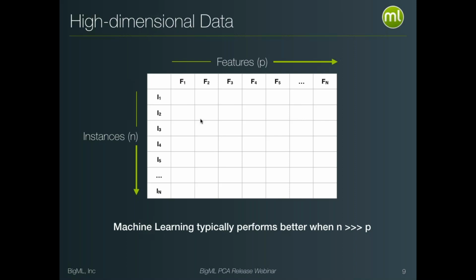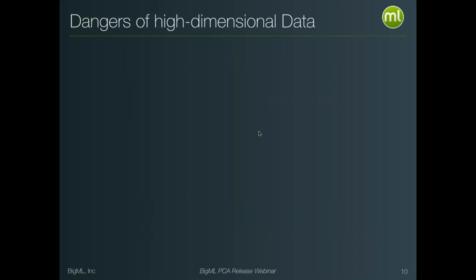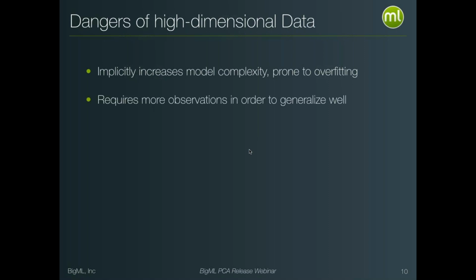Why is this high-dimensional data dangerous? Well, it implicitly will increase the model complexity. By introducing more variables to your modeling process, you become very prone to overfitting automatically by virtue of having more parameters in your model. And so in order to combat this, one way is to require more observations. But that's not always possible, especially with a fixed size of your data set. High-dimensional data will also contain correlated variables very often, or sometimes useless variables. And these are things that aren't useful for your model.